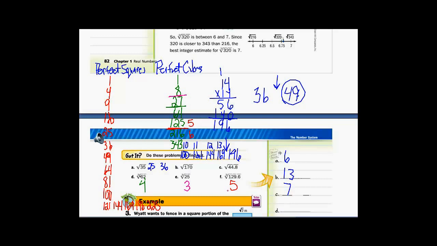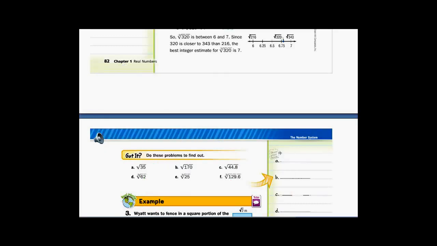Okay, so I highly recommend keeping this perfect square chart. Highly recommend keeping this perfect cube chart. Now, this only went to 7, so you might want to extend it, and you have calculators, so that would not be an issue at all. All right, let's move on.